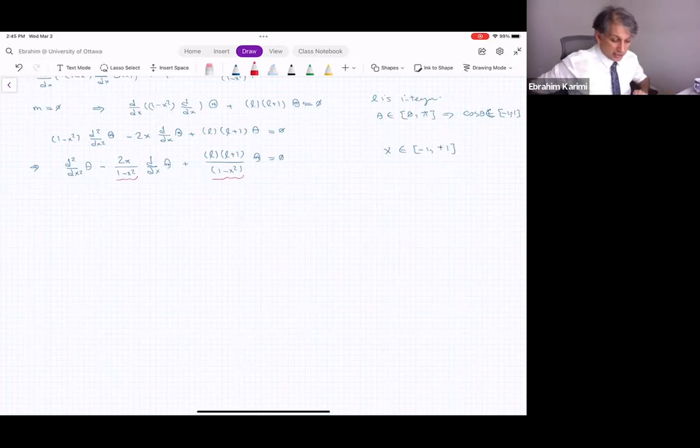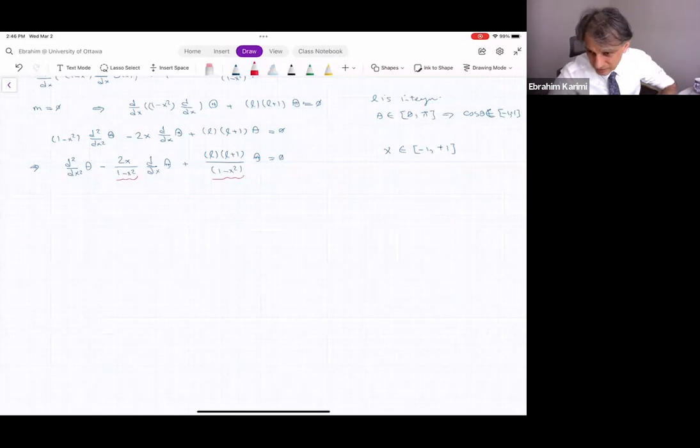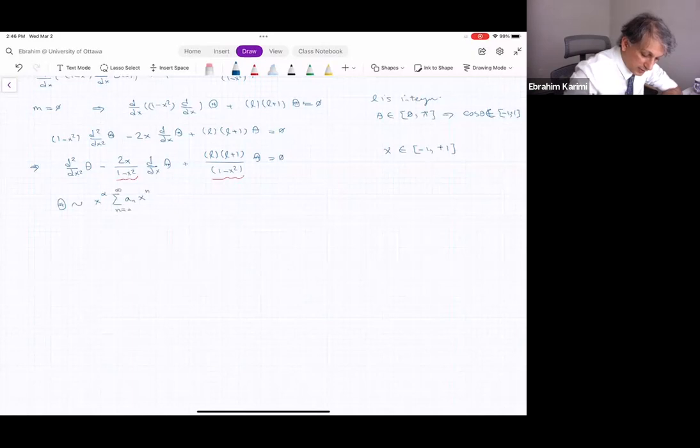The type of singularity is of power 1, so it is a regular singularity, not an essential singularity. Even without considering this, what we can do is assume that theta can be expanded as x to the power alpha times the summation of a_n x to the power n, with n changing from 0 to infinity, and then you can find a solution.